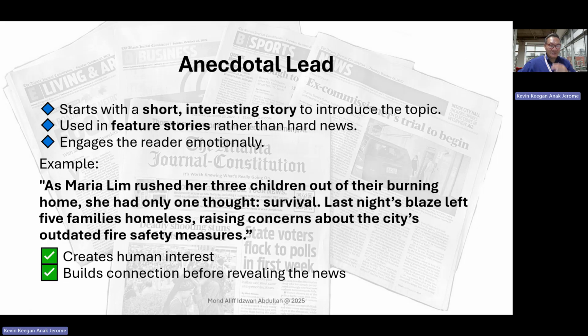Next. Anecdotal leads start with a short, interesting story to introduce a topic. They are used for feature stories, not for hard news. For example: as Maria Lim rushed her 3 children out of the burning house, she had only one thing on her mind: survival. That's the starting point, a short storytelling before you go to the main news. You have to have human interest and build a connection before you reveal the whole story. It's like a teaser. That's what we call the anecdotal lead.